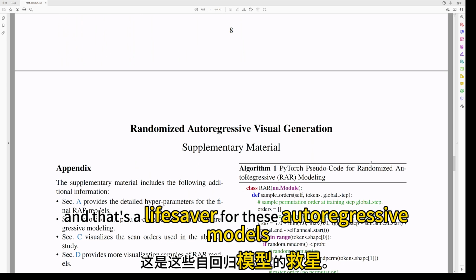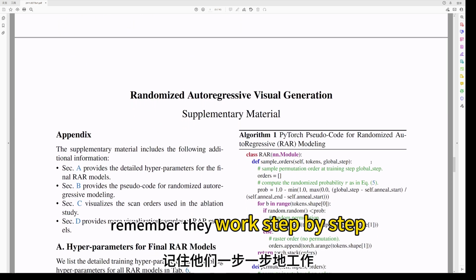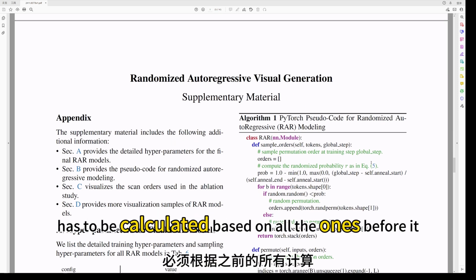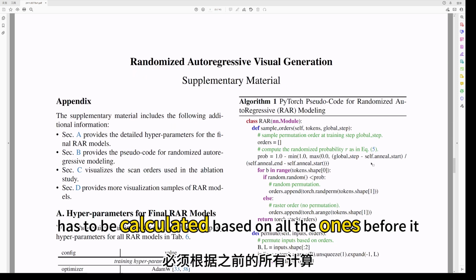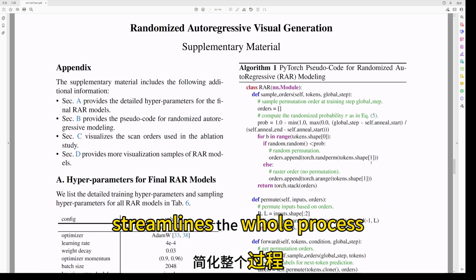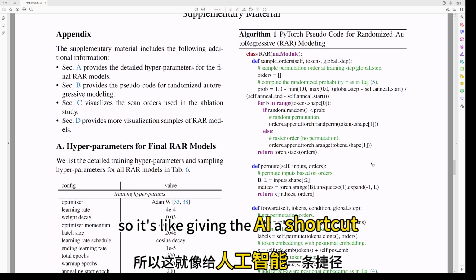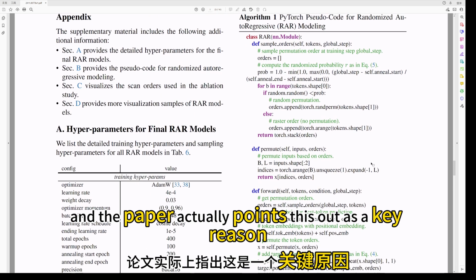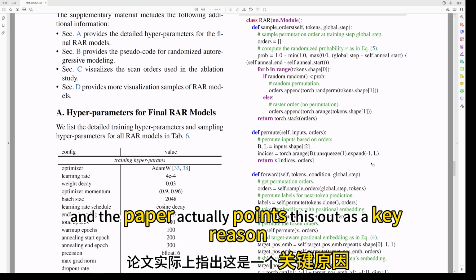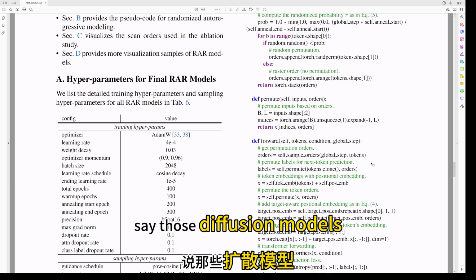Exactly. And that's a lifesaver for these autoregressive models. Remember, they work step by step. Each new piece has to be calculated based on all the ones before it. And that adds up fast. Oh, yeah. But KV caching streamlines the whole process, making it way faster and more efficient. So it's like giving the AI a shortcut. You got it. And the paper actually points this out as a key reason why RAR is so much faster than, say, those diffusion models.